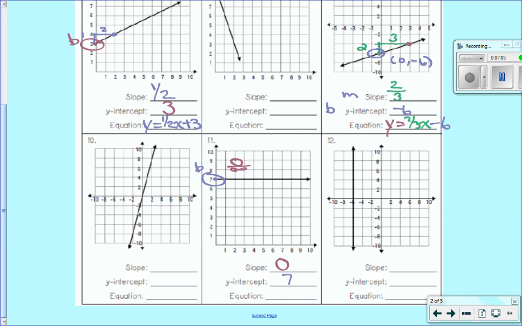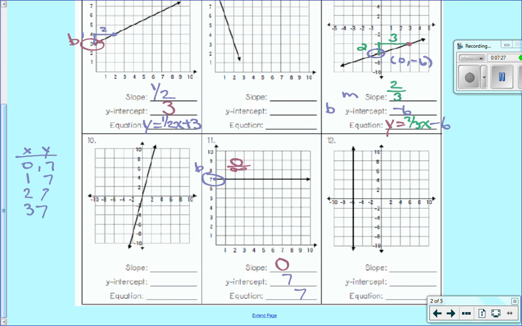We know our B, our y-intercept is what? 7. Yeah, we know it's 7. Okay, so let's just make a table really quick. So this point is (0, 7), right? What's the next point? (1, 7), (2, 7), (3, 7).